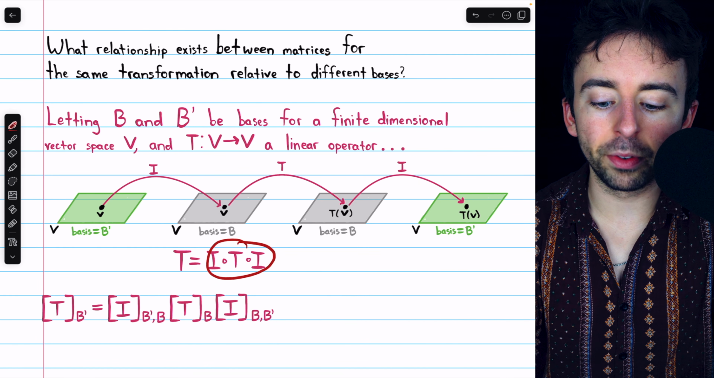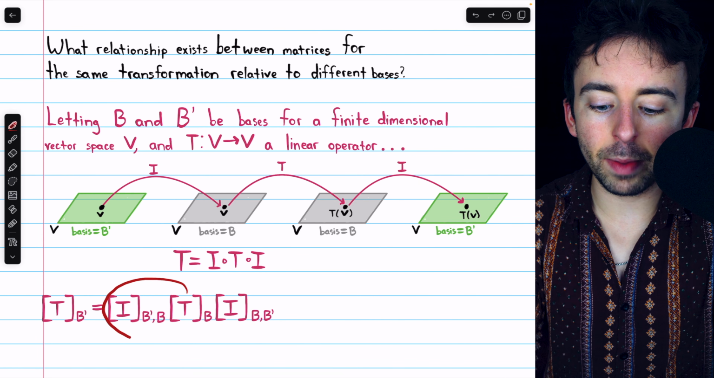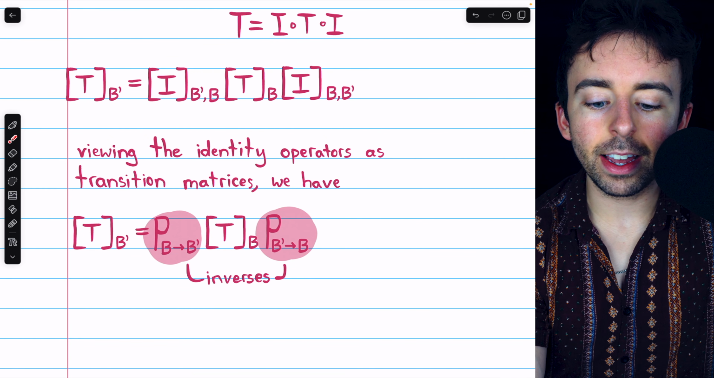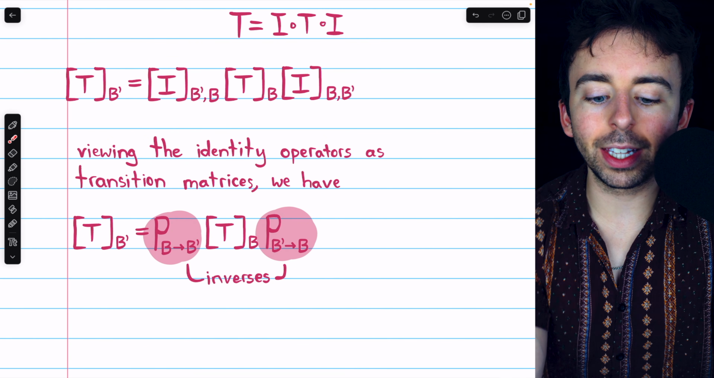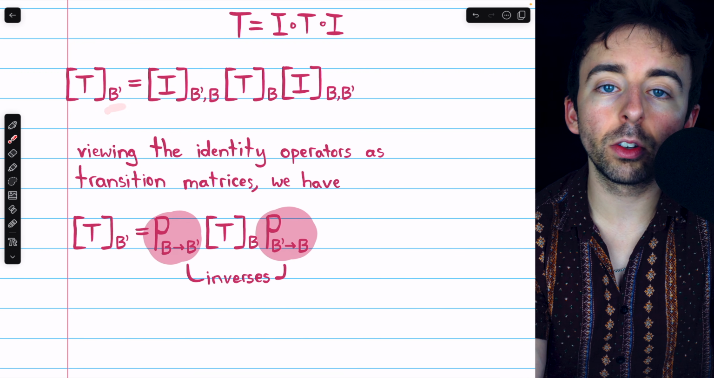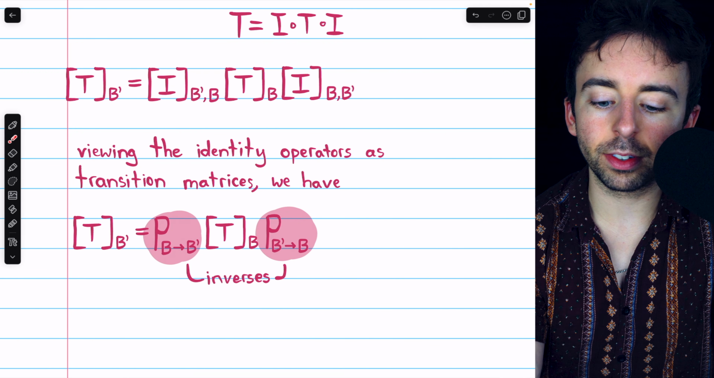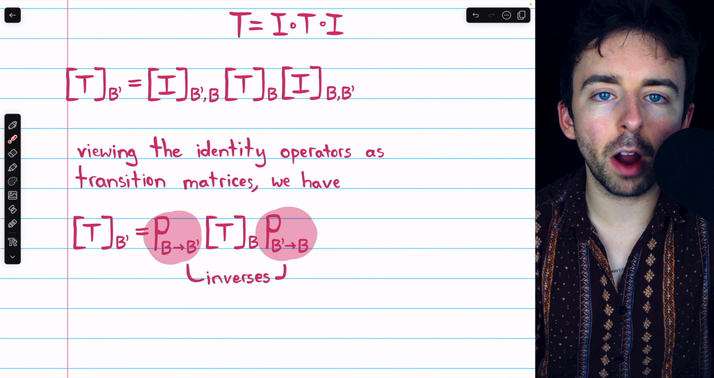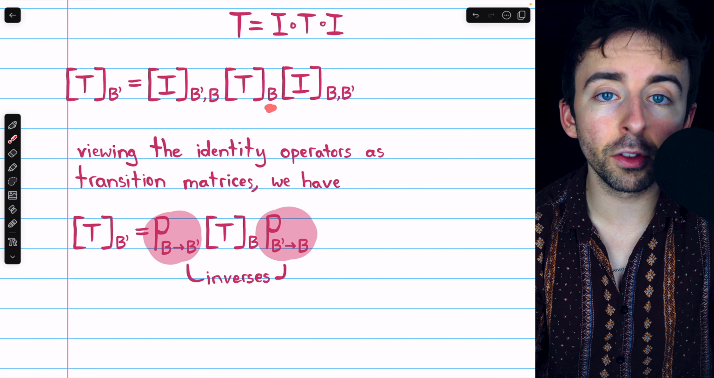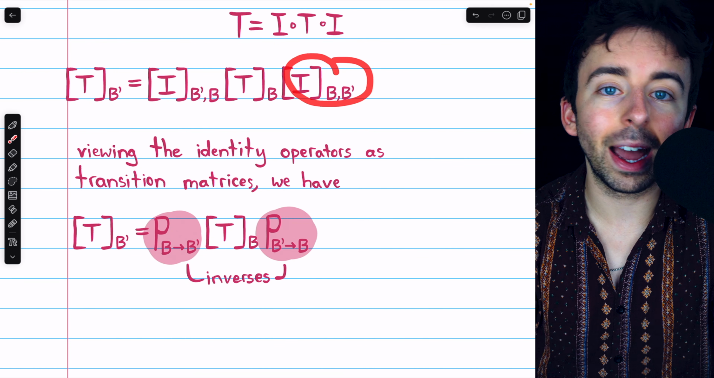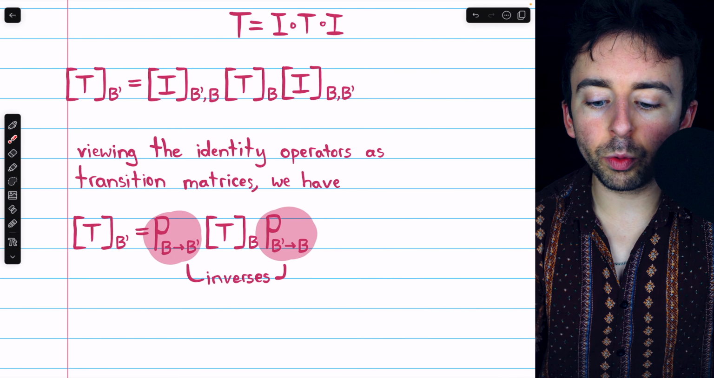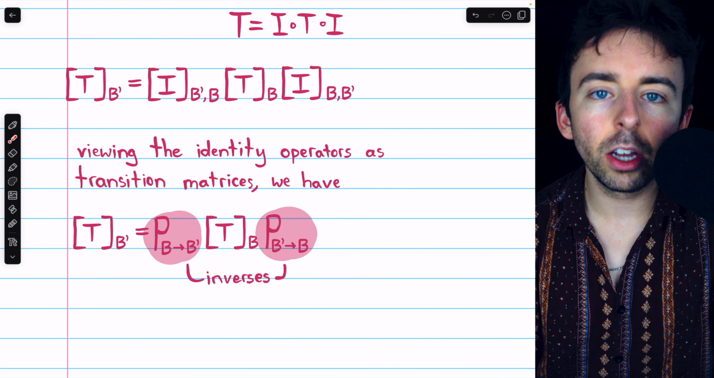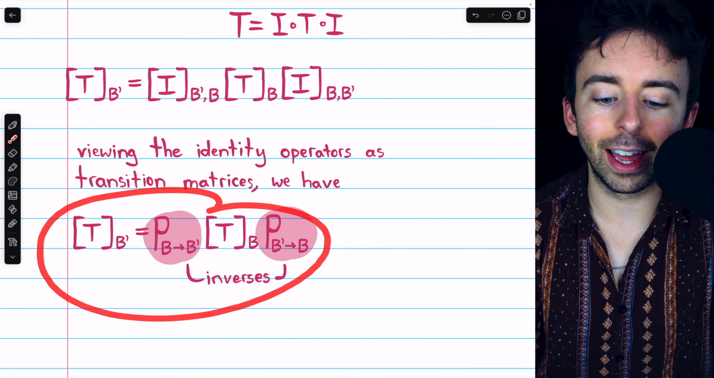The effect of composing linear operators is the same as multiplying their transformation matrices. But then what we see is the transformation matrix for the linear operator T with respect to one basis equals this identity operator times the transformation matrix for the linear operator T with respect to this other basis times this other identity operator. And so if we view those identity operators as transition matrices, we could rewrite the equation like this.